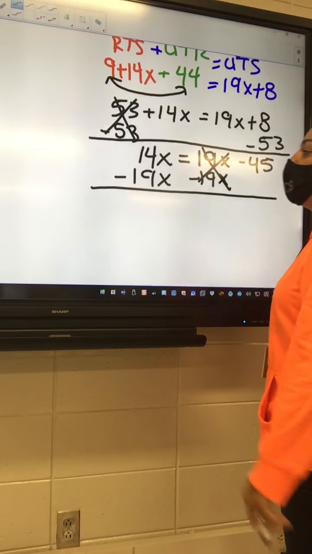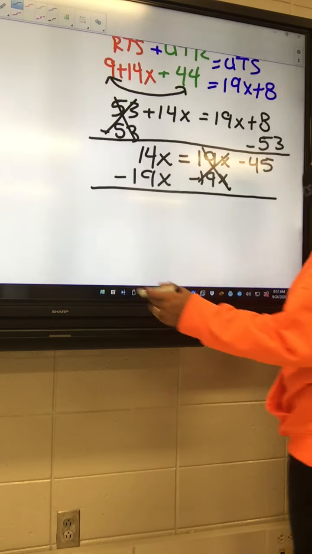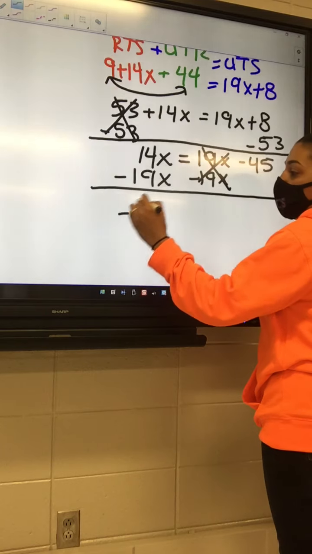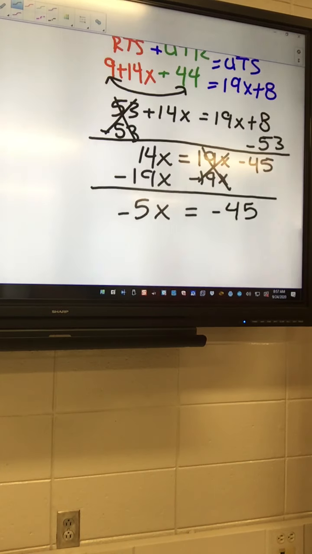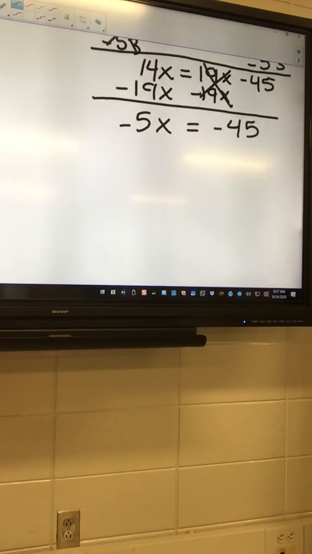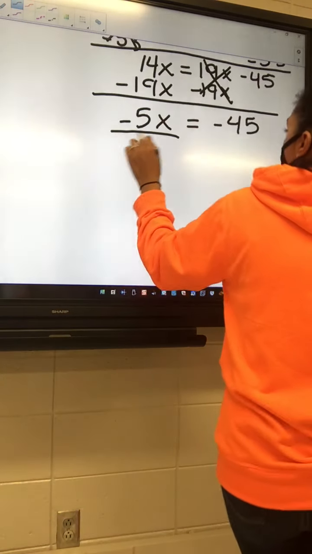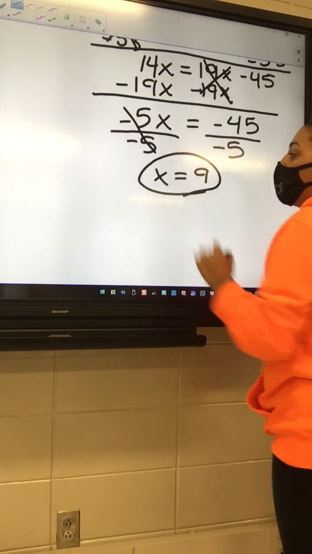These 19s cancel, so I got 14 minus 19x to give me what? Negative 5. Negative 5x equals negative 45. Okay, do you only have letters on the left now? And then do you only have numbers on the right? So yeah, everything looks good. So what's our last step always? We have to divide. Okay, so division is always gonna be our last step. So divide by negative 5, divide by negative 5. So x equals 9. I did that in my head, I'm sorry.